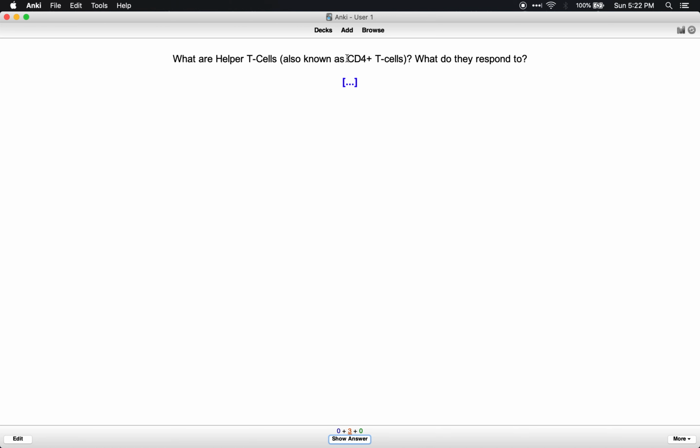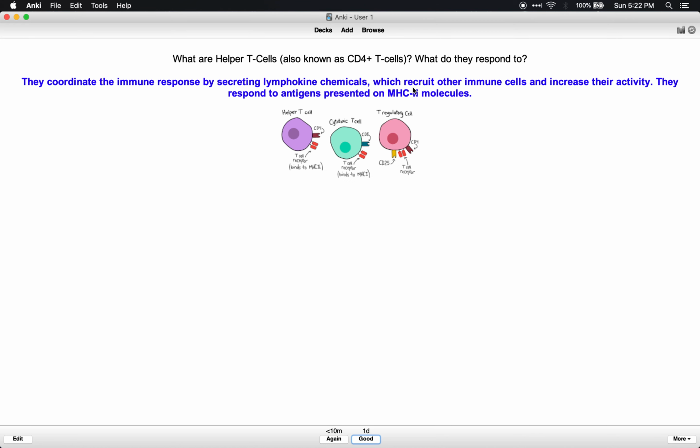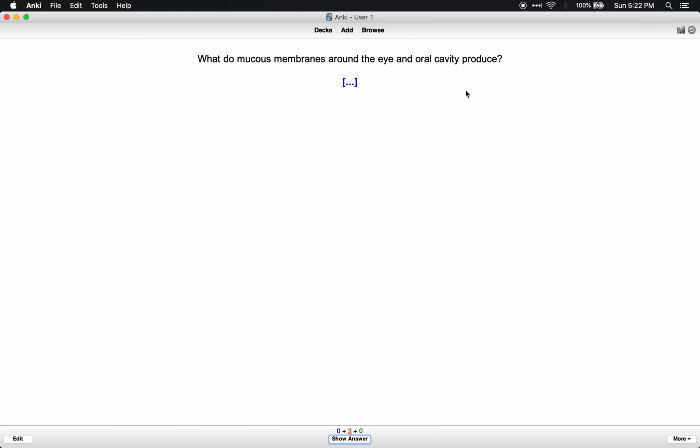Helper T cells secrete lymphokine chemicals to recruit additional immune cells to an immune response, and respond to MHC class 2. Mucous membrane, the eye and oral cavity, produces a non-specific bacterial enzyme known as lysozyme in our saliva and tears.